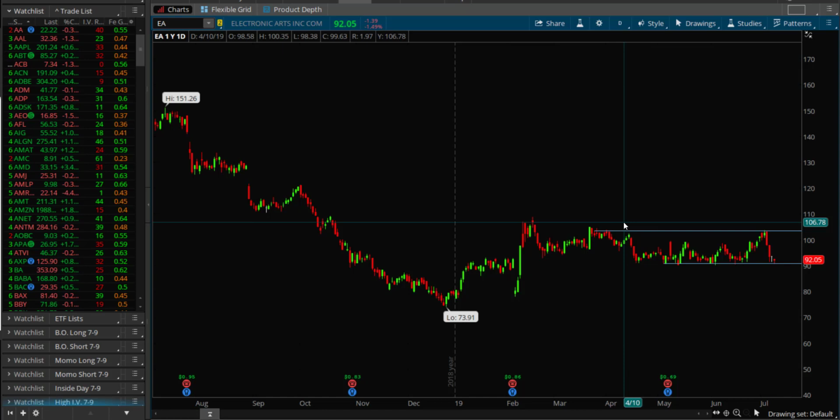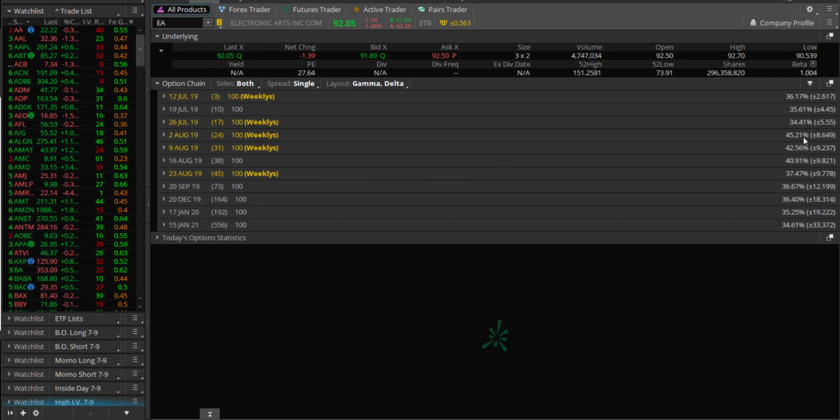The projections are still solid. There are a lot of ways that we can trade time, but one of the key things when it comes to time is the expected move. Now you can see here EA Sports has a $9 expected move in the next 30 days. That might seem like a lot to you. It might seem very small to you.